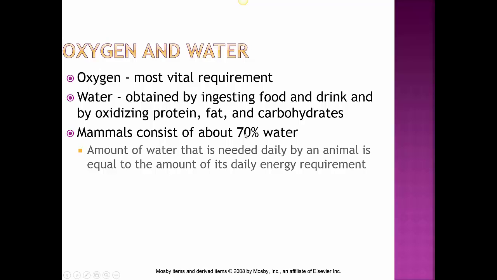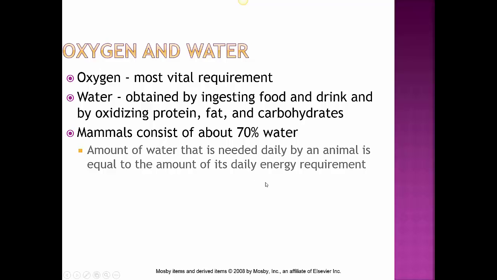Mammals, on average, consist of about 70% water. Neonates are as much as 80% water, whereas geriatric patients are about 50%. The average adult animal is about 60% water. The amount of water that's needed daily by an animal is pretty close to its daily energy requirements, so the water intake goes hand in hand with that.